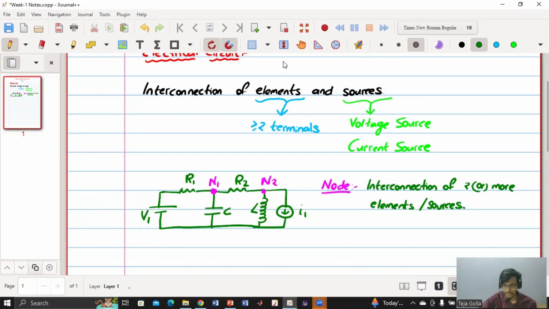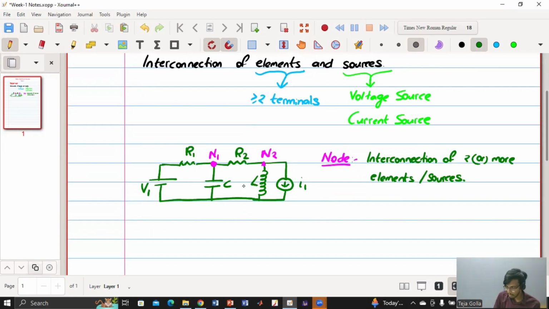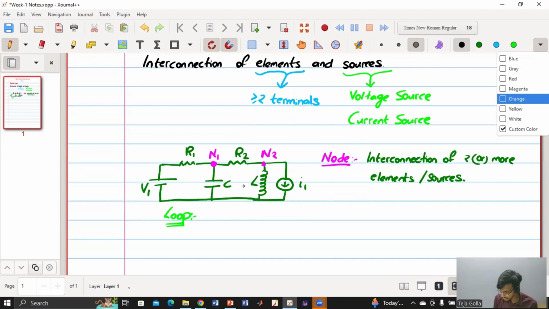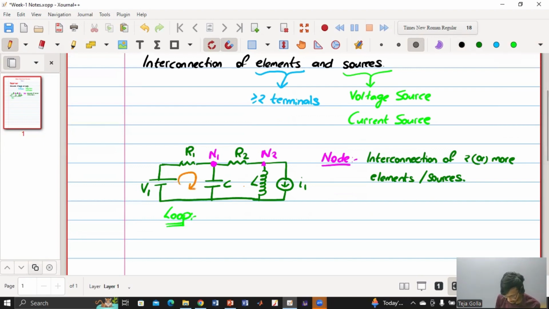Now what is a loop? A loop is a closed path. So when we say loop, it means it is a closed path, consisting of any elements and sources. If I say here, this is one loop, I can call it L1. This is another loop, L2. And this is another loop, and this is also another loop. And the outer bigger one is also a loop.